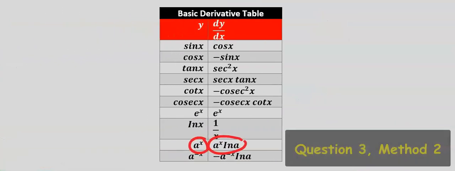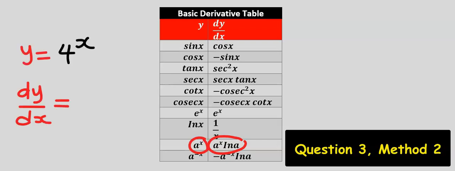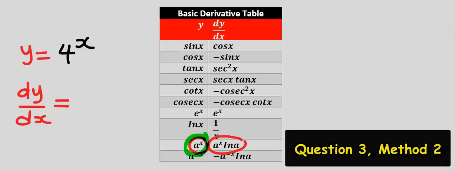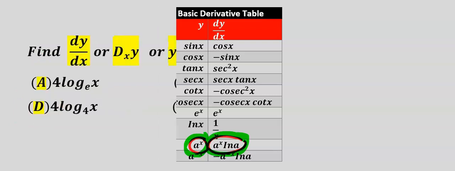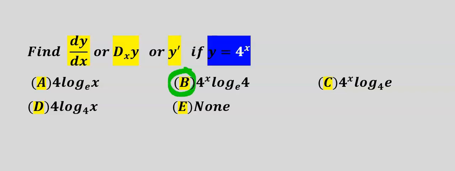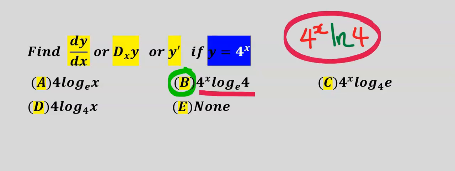Also, from the basic derivative table, when you differentiate a constant to the power of x, it's going to give you back that constant to the power of x, multiply the natural log of that constant. Applying this to this question, 4 to the power of x will come back. However, we'll multiply it with the natural log of 4, which you can obtain in few seconds. From the options, our answer is B. Remember, this is the same as this. Both are the same.